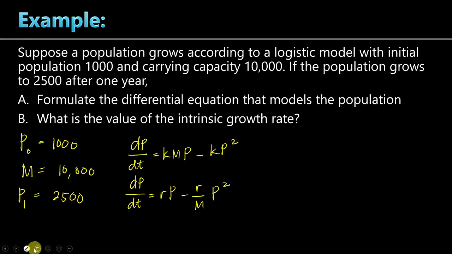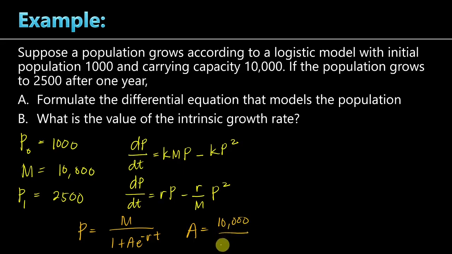So remember that the solution to the logistic differential equation is this. We have M over 1 plus A e to the negative R times T. So from this, we can solve for A from the given data. A equals, remember that A is the maximum capacity, 10,000, over the initial population, 1,000 minus 1. Okay, so without any calculator, madali lang naman yan. 10,000 divided by 1,000 is 10 minus 1. That is 9. Okay, so we now have the value of A.